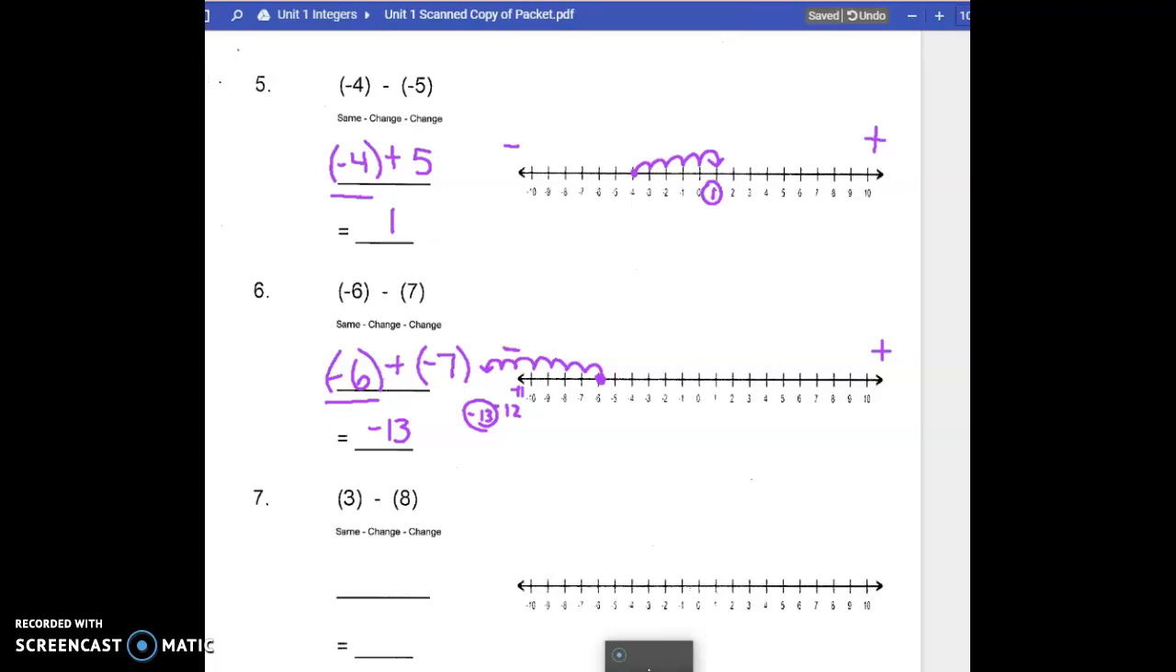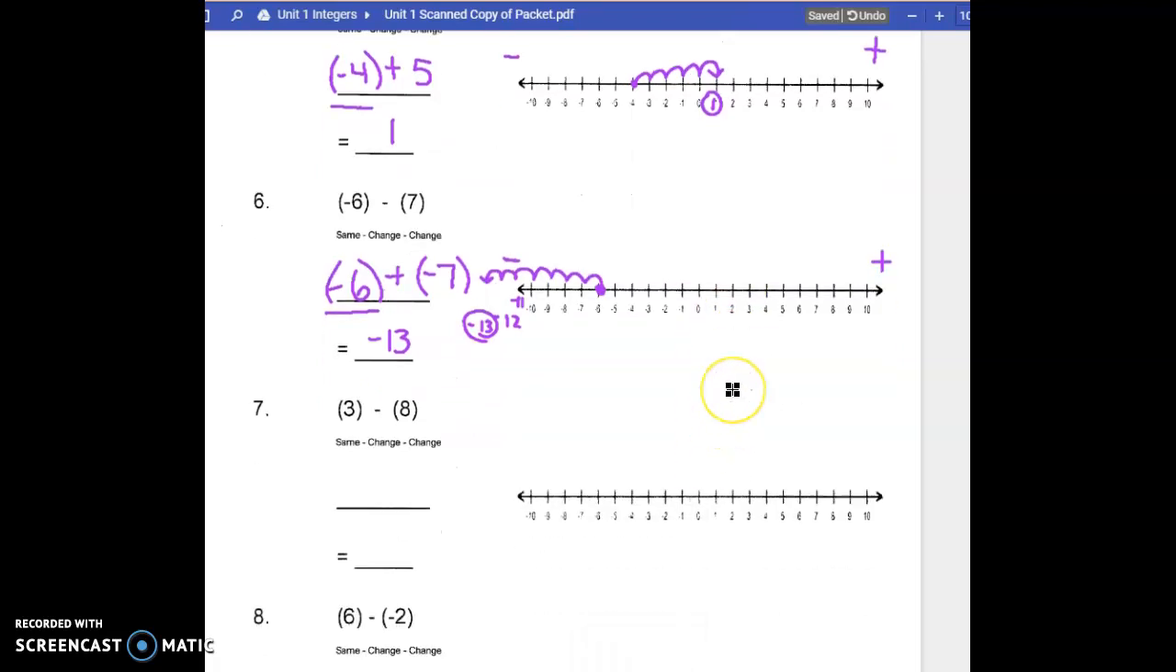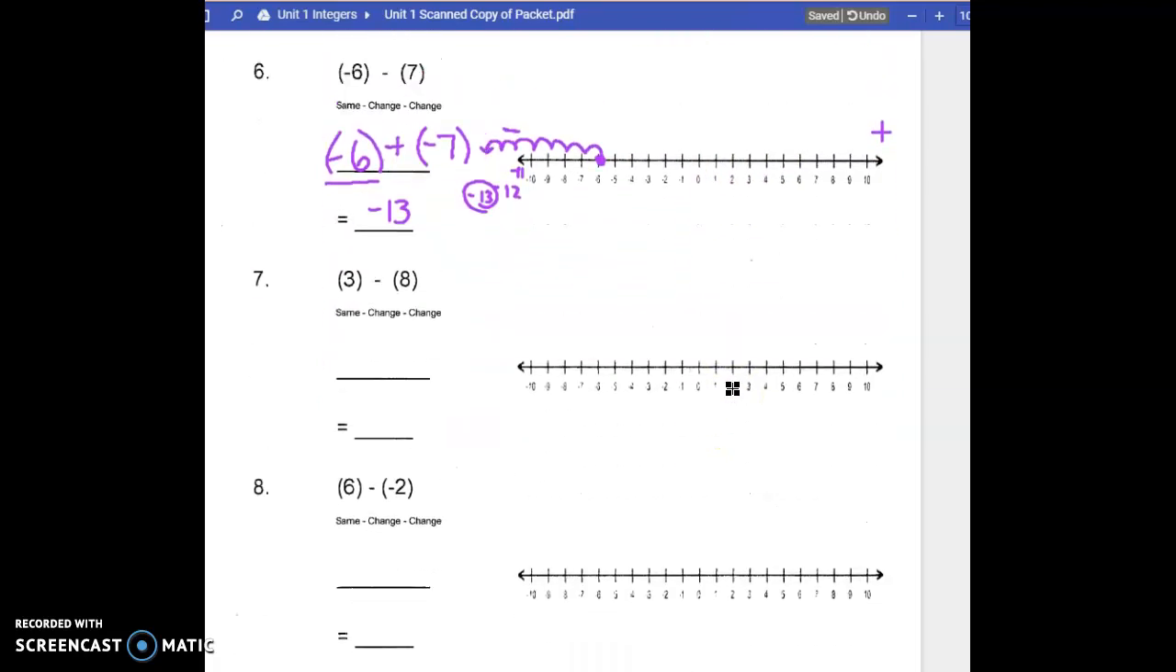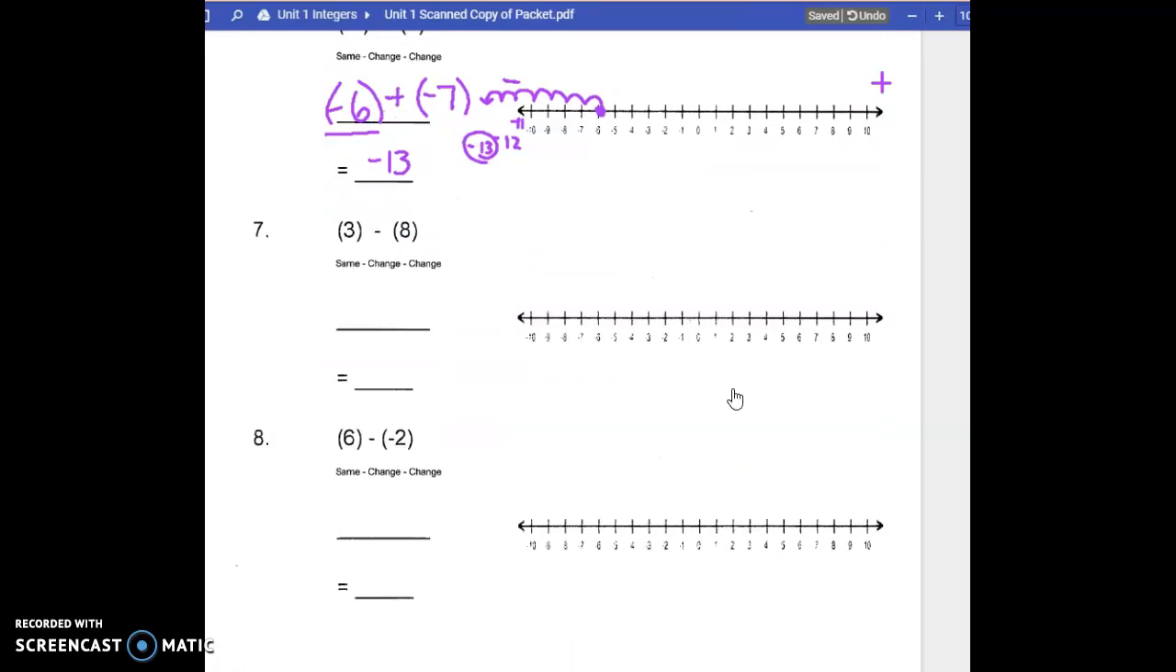Okay, now we're going to go to number 7. 3 minus 8. We're going to change it to an addition problem, so we're going to change it to adding the opposite, or same, change, change. So this is going to stay a 3. It stays exactly the same. This is going to change from subtraction to addition. This is going to change from a positive to the opposite, which is a negative. So now we're thinking +3 plus -8.